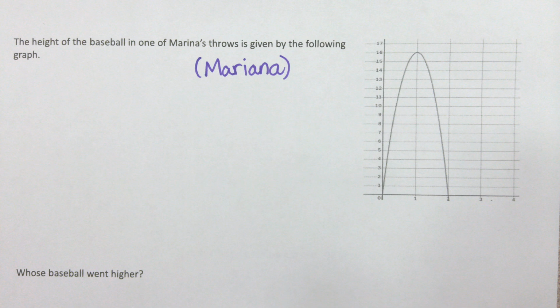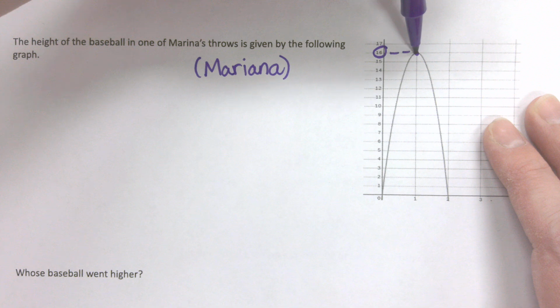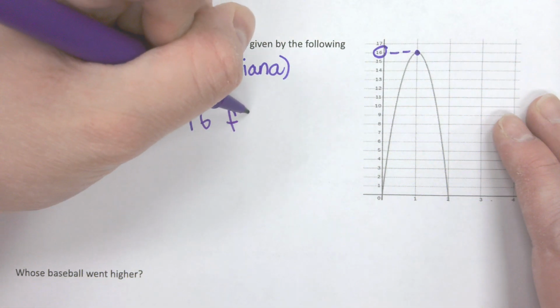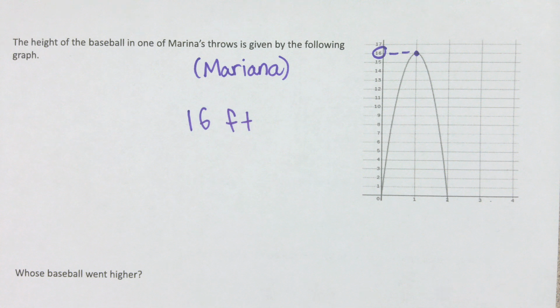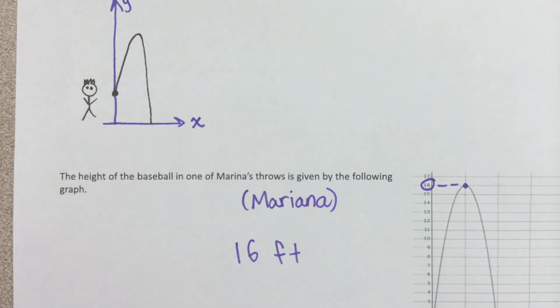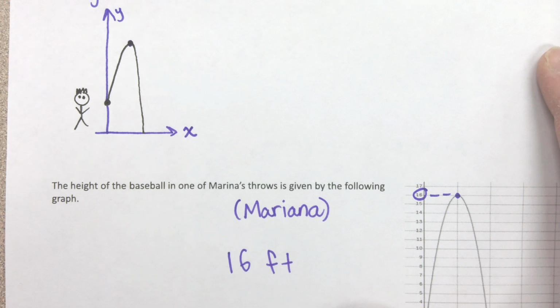How high did Mariana's ball go? 16. 16 feet, that's as tall as it went. For Siddharth, this is going to take more work to get the same piece of information. So we're looking for this point here, and specifically the y value of that point. That's the goal.